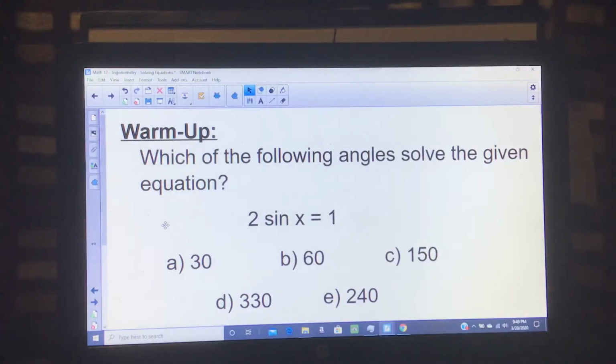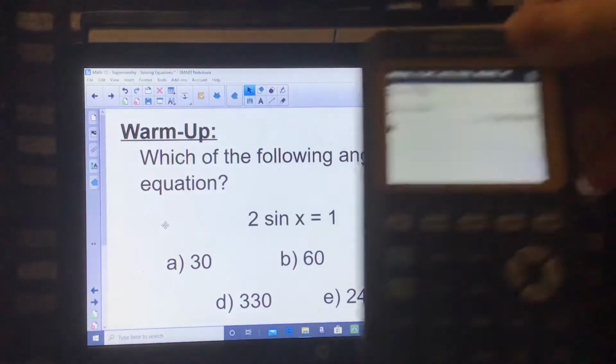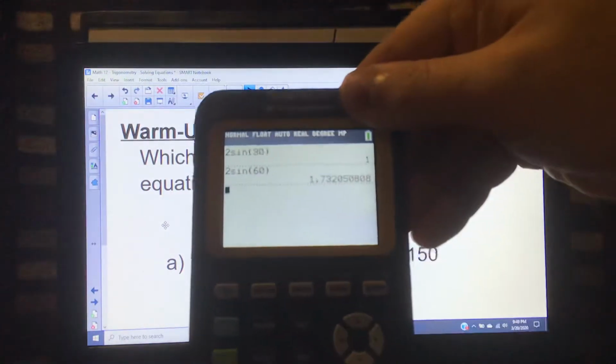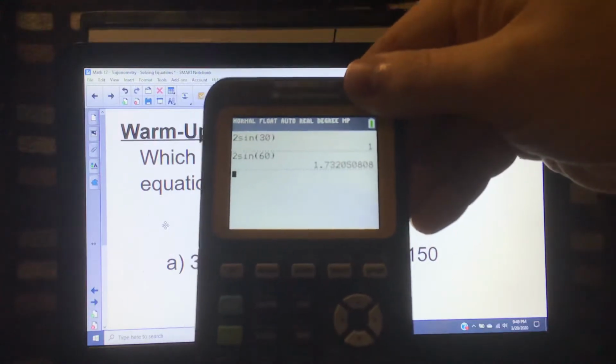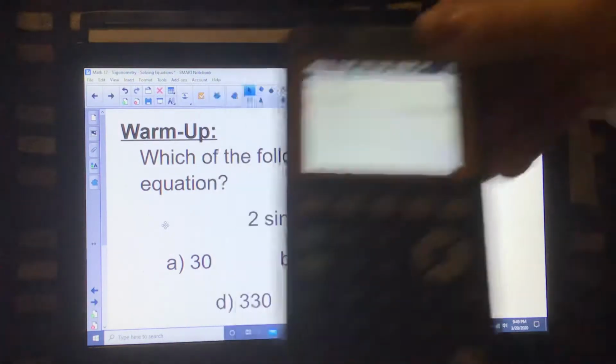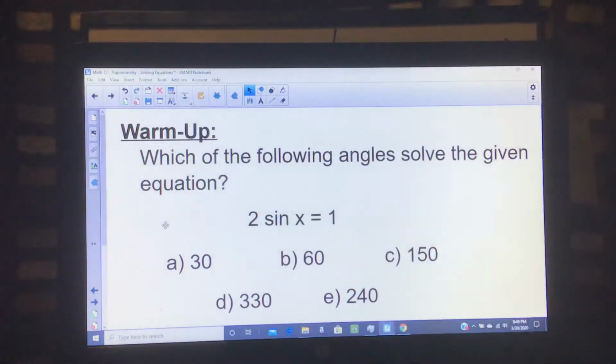Now, if I try 60, 60 fails. So 60 does not solve the equation. 2 times sine 60 is not 1. It's some weird decimal. You can actually find it exactly if you remember your trig values, but for now I'm just looking for solutions. So 60 is not a solution.